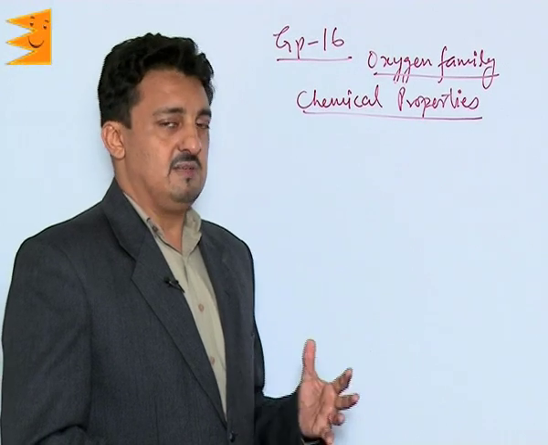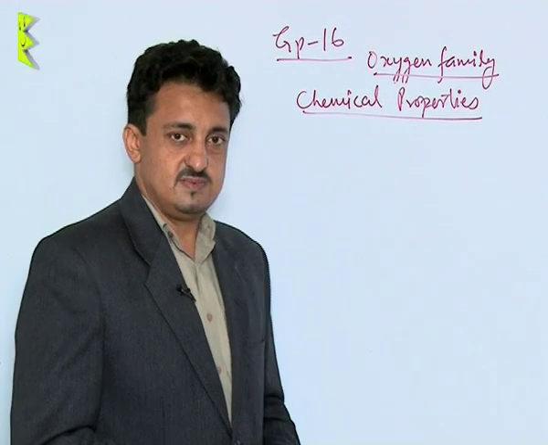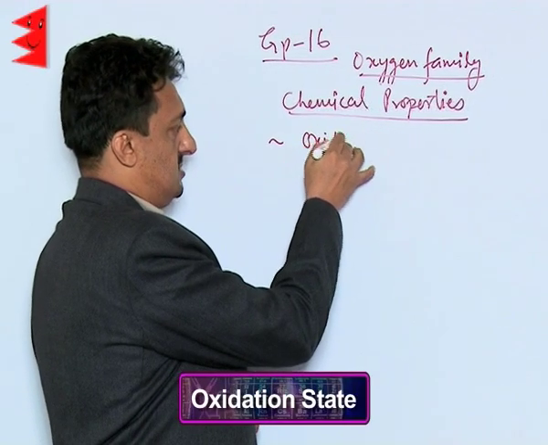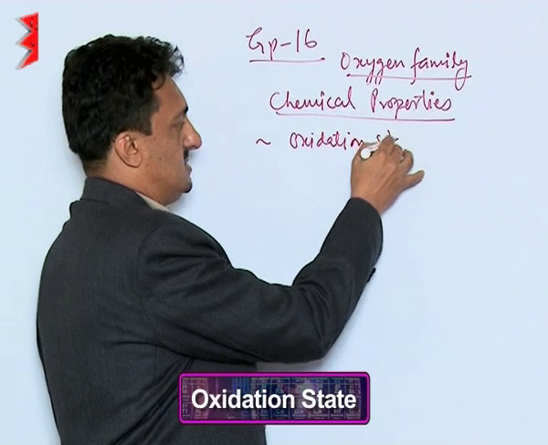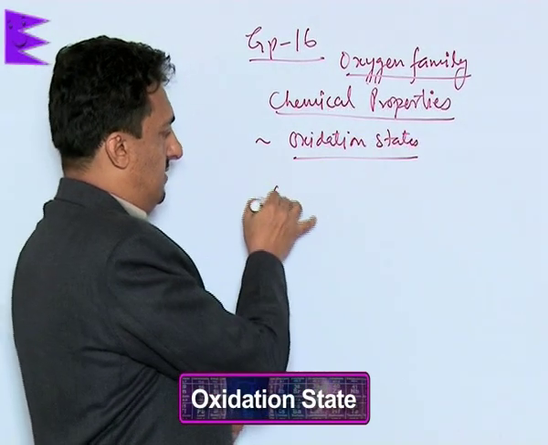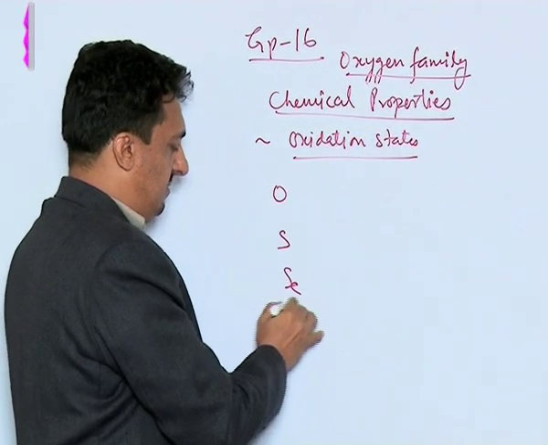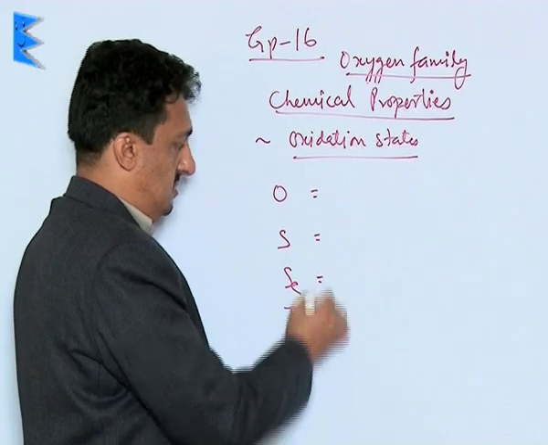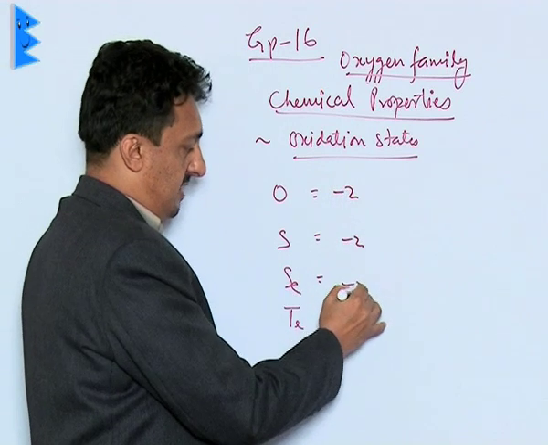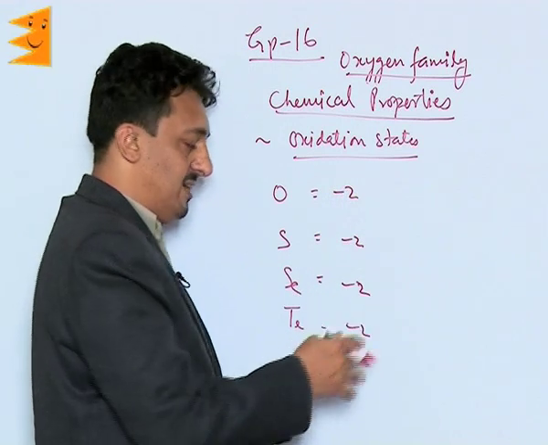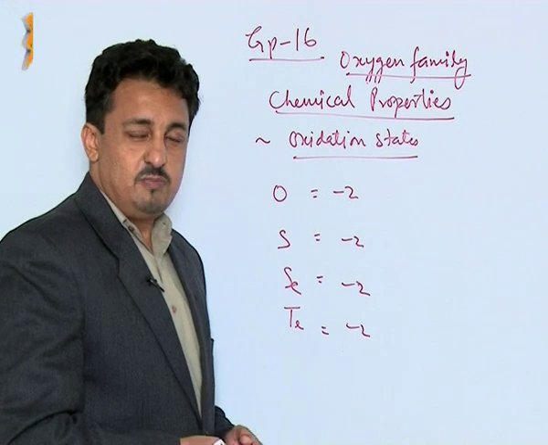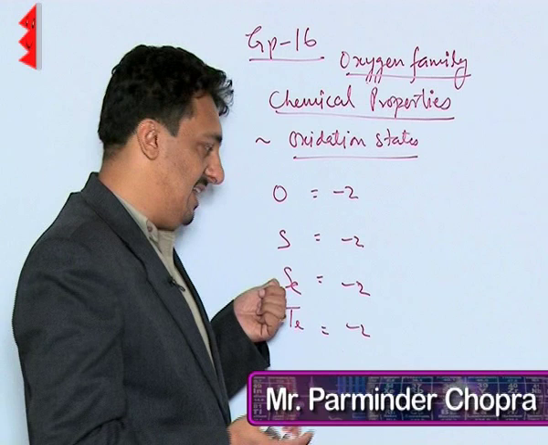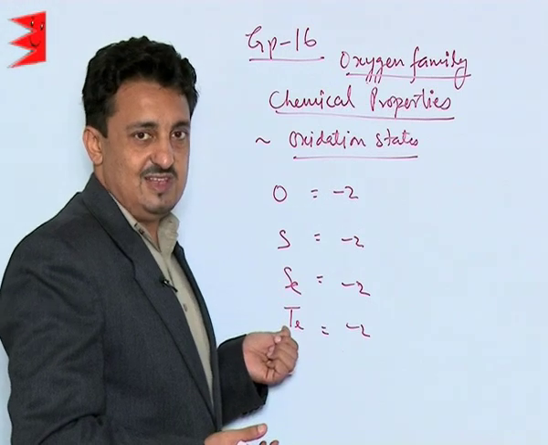Now let us discuss chemical properties of group 16 elements. First, let us discuss their oxidation states. Oxygen, sulfur, selenium and tellurium all show -2 oxidation state because they try to accept 2 electrons to attain their own period's noble gas configuration. So they show this. Yes, we have selenium existing as selenites and tellurium existing as tellurites.